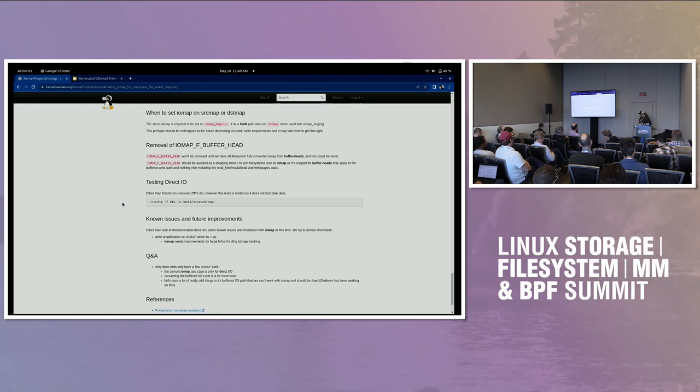At this point of time, I think IOMAP doesn't have that. I don't think there is a way to handle that. Maybe that would be one other problem after we do the dirty range tracking fix. I think this is one of the open problems that IOMAP might need to address.